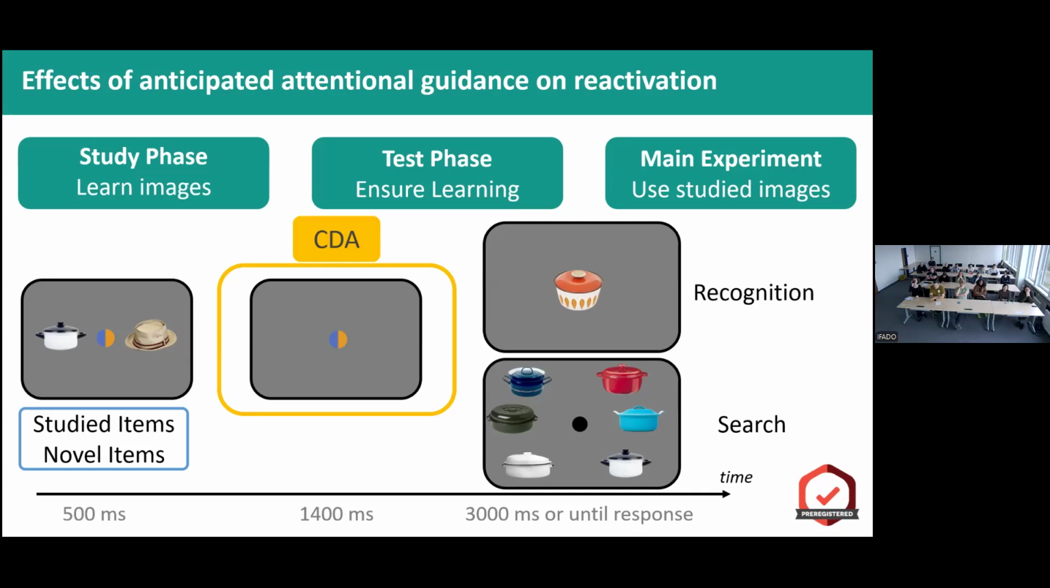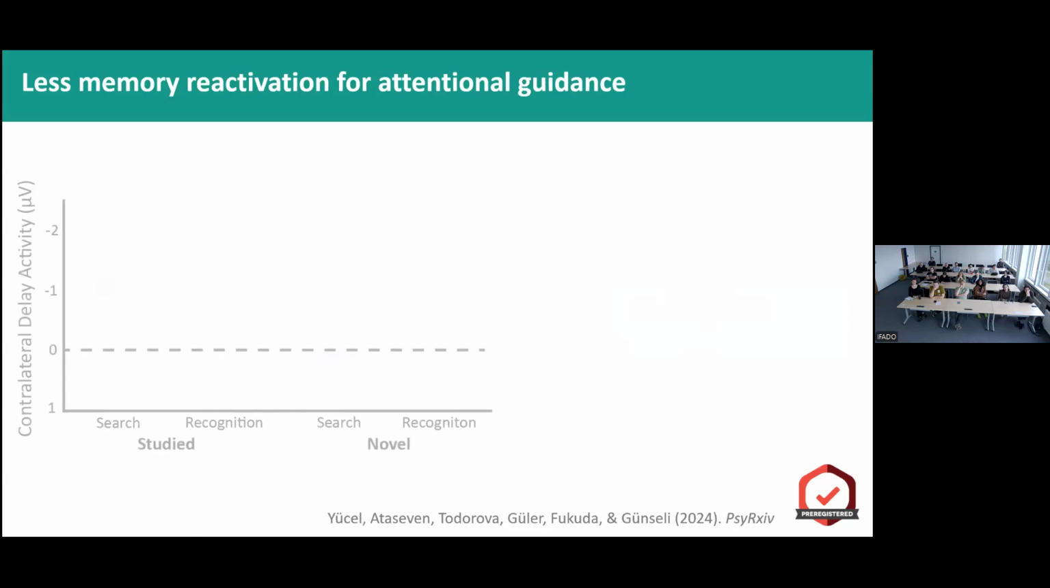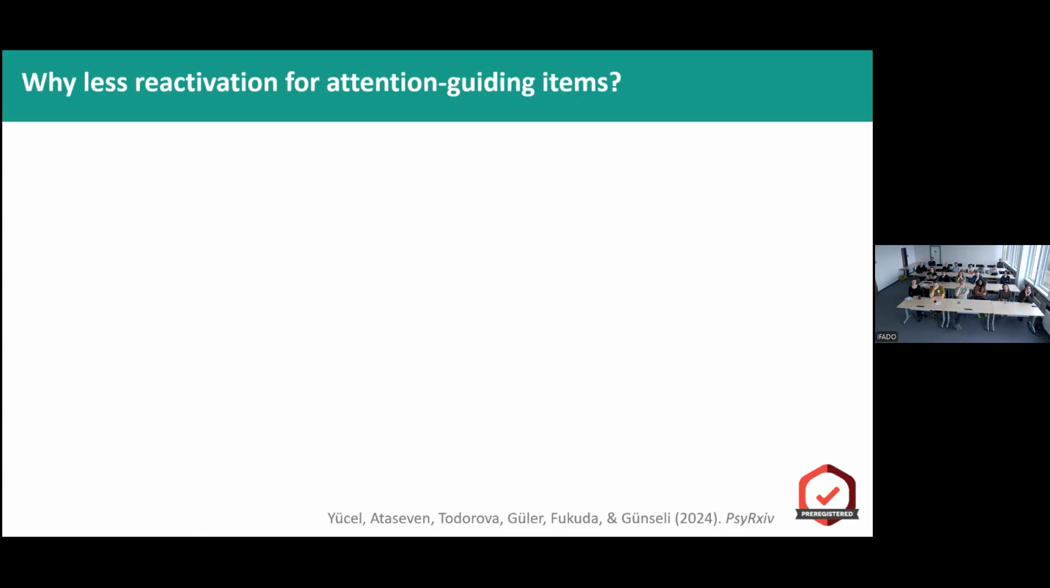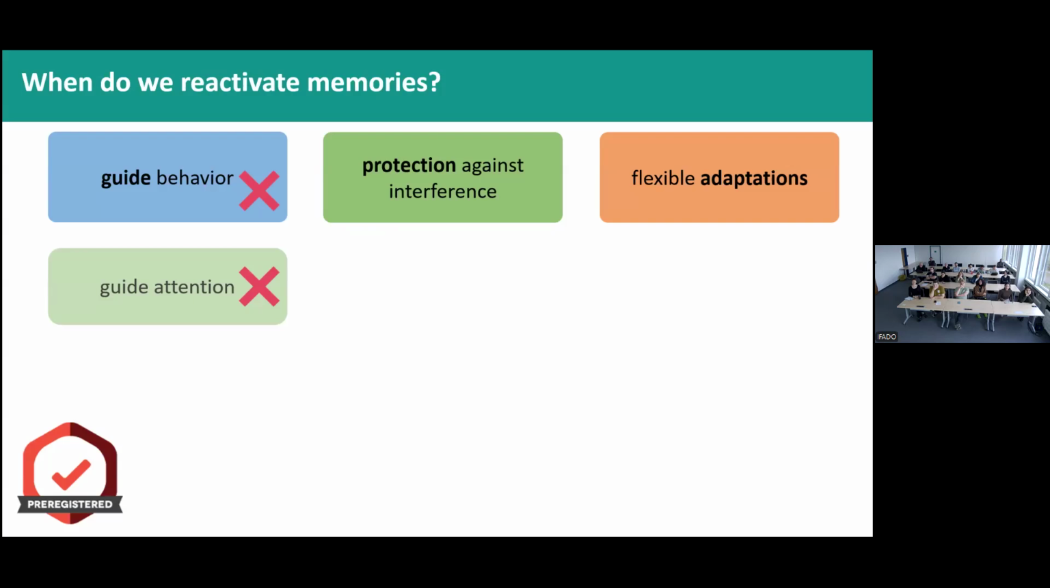So the logic was there to ensure that people have a visual representation, that they can't just rely on semantics, because if it's semantics, the CDA doesn't work that well. All right. So that's the first experiment, and we conclude that interacting with the world or guiding behavior doesn't seem to be the reason why we activate memories. Now, the second explanation is protection against interference. And those experiments were run by Senna.